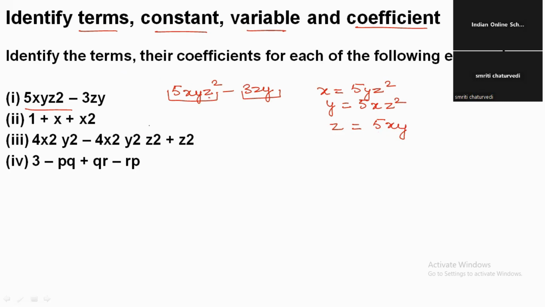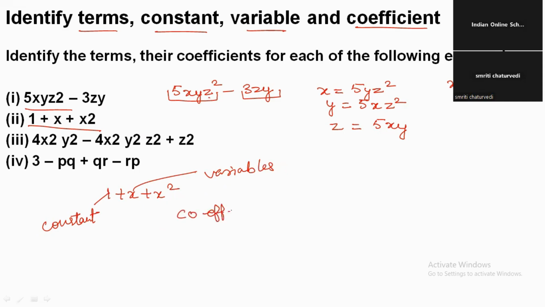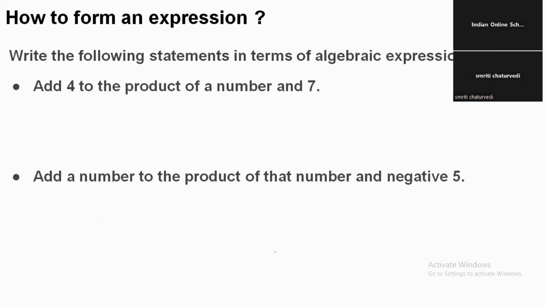Got it? If I'm talking about the constant, is there any constant? No, there is no constant. If I'm talking about variables, there are variables x, y, and z. Now, the second one is 1 plus x square. So what is 1? 1 is a constant. And x square is a variable. The coefficient of x would be 1. If I'm asking about the coefficient of x square, it is also 1. Got it?